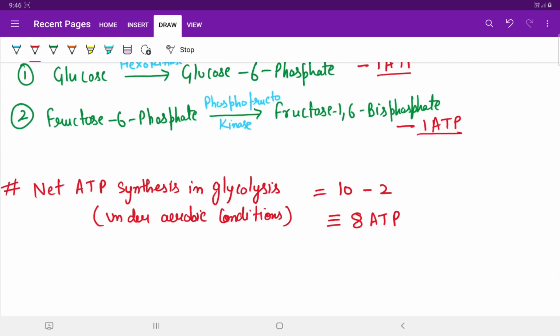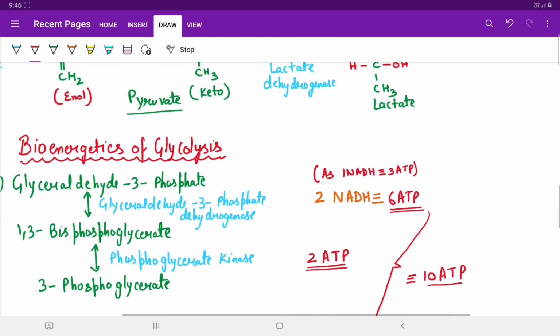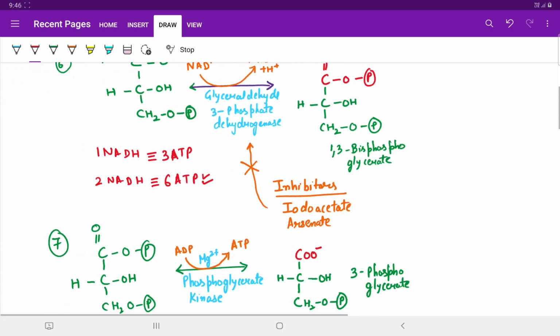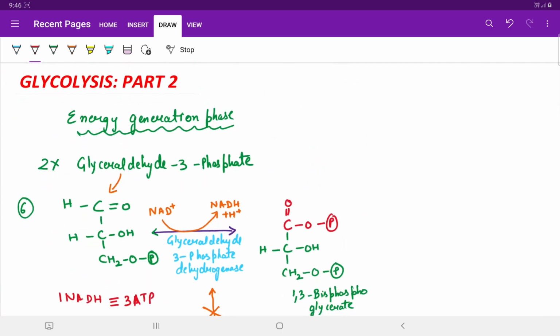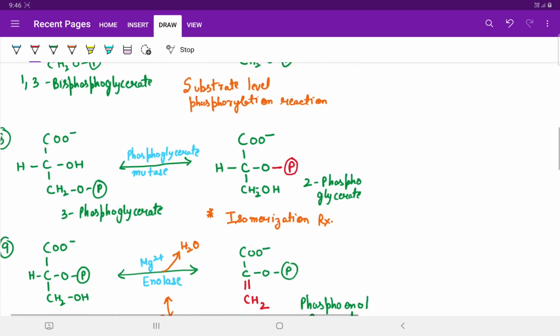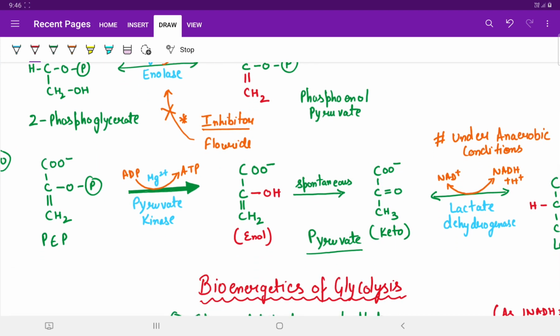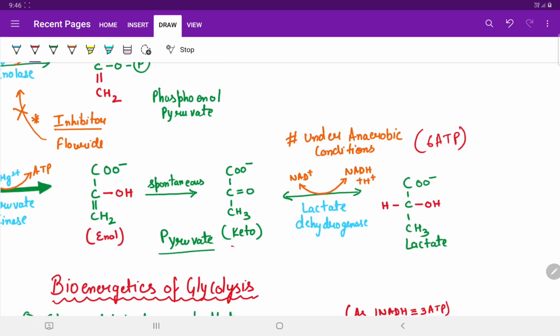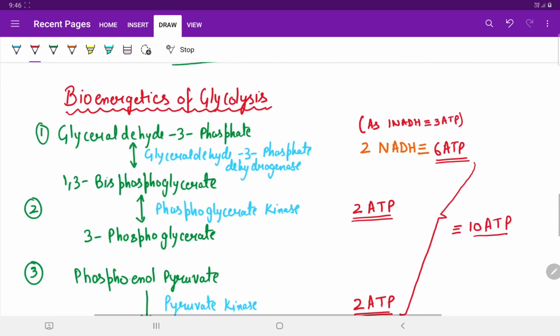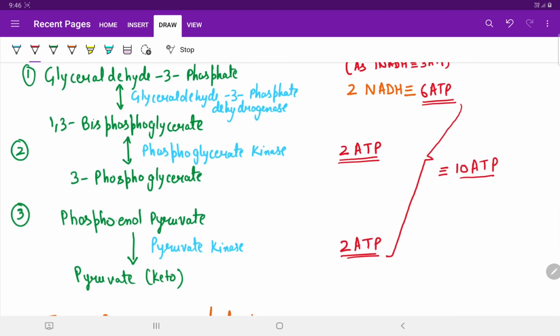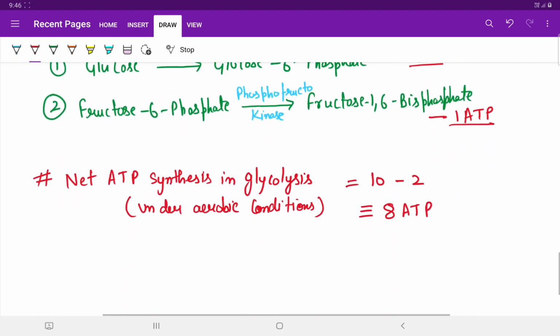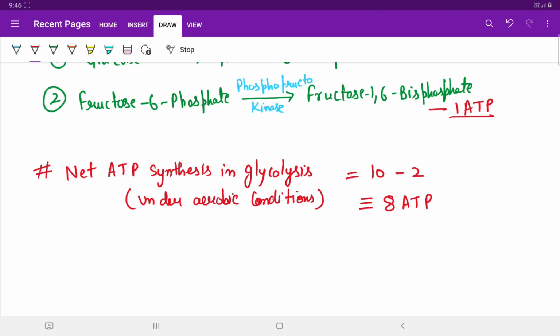So students, this was all regarding the energy generation phase and bioenergetics of glycolysis. So from here you can easily see the last 5 reactions that are occurring and lead to formation of pyruvate in its keto form. Then the bioenergetics that involve production of 10 ATPs, and after the utilization of 2 ATPs in the initiation of glycolysis, the net production is of 8 ATPs. So students, I hope the concept is clear to you now.